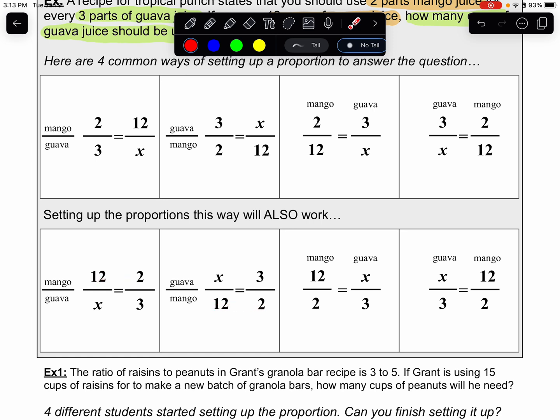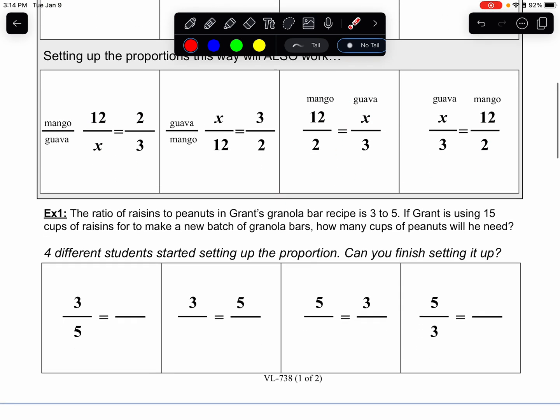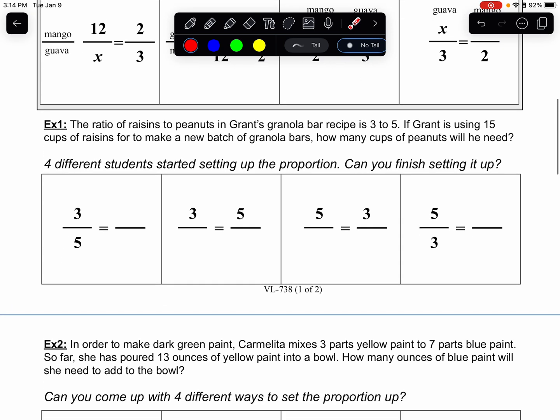Over here, we're setting them up vertically. 12 mango to how much guava? And we know that the original ratio was 2 mango to 3 guava. And notice again, the mango numbers are together, 12 and 2. And over here we have guava to mango. So how much guava if you're going to use 12 mango? Well, the original ratio was 3 guava to 2 mango. So lots of different ways to set this up. I think these last 4 are kind of a weird way to set them up, but you're still going to get the right answer. Anyways, let's go ahead and look at some examples and see if we can fill out some of these proportions.